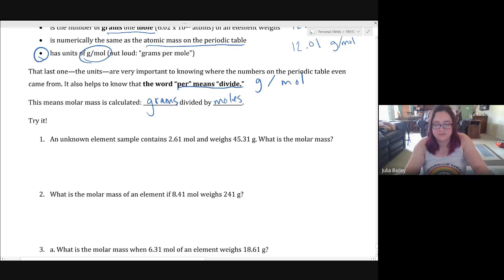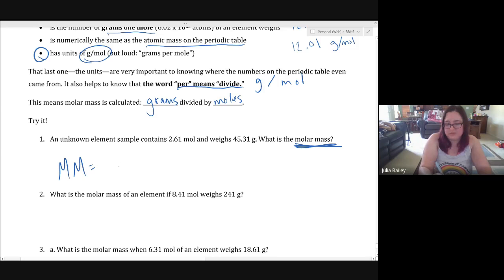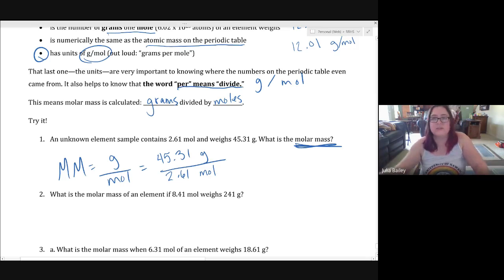An unknown element sample contains 2.61 moles and weighs 45.31 grams. What's the molar mass? Molar mass is grams divided by moles. So that's 45.31 grams divided by 2.61 moles. You can stick that in whatever calculator you want to use for just straight up division. You don't really need anything fancy here.